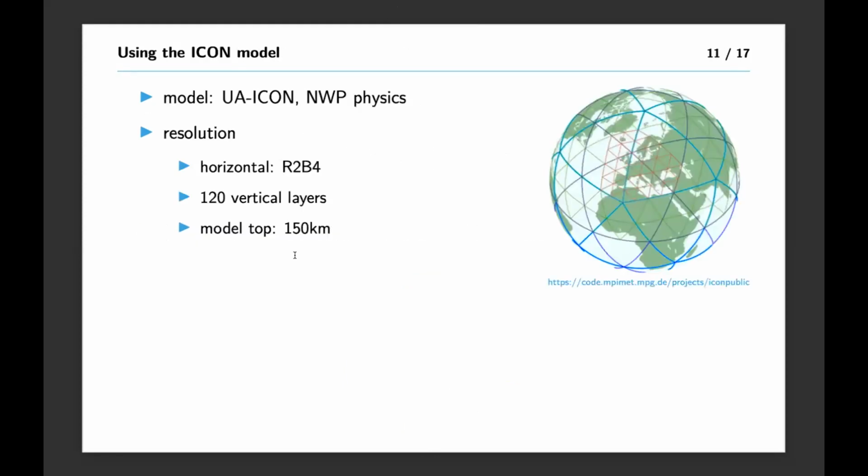All right. Last technical note, we implement this into the upper atmosphere ICON. That is the ICON model with the upper atmosphere extension.